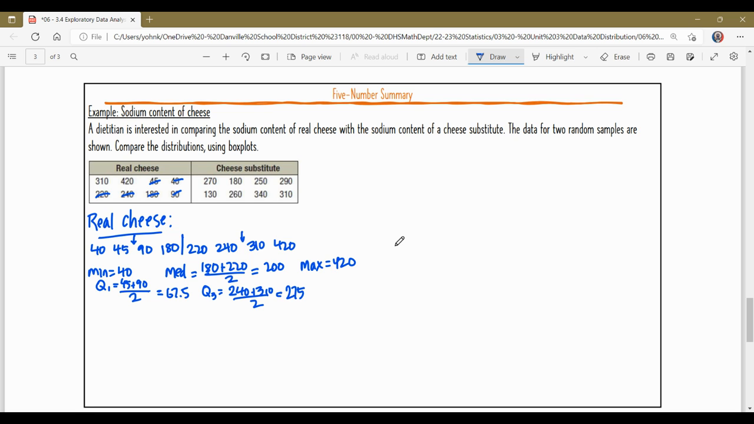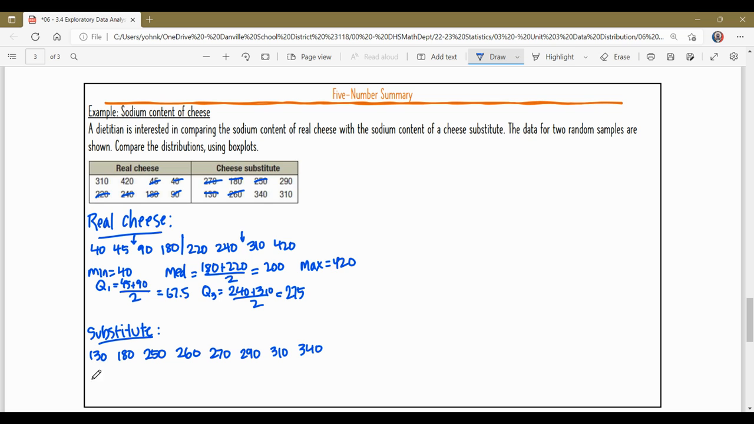All right, so I got my real cheese numbers. Now I've got to do my substitute. First, put my numbers in order. I have 130, then 180, then 250, then 260, 270, 290, 310, and 340.